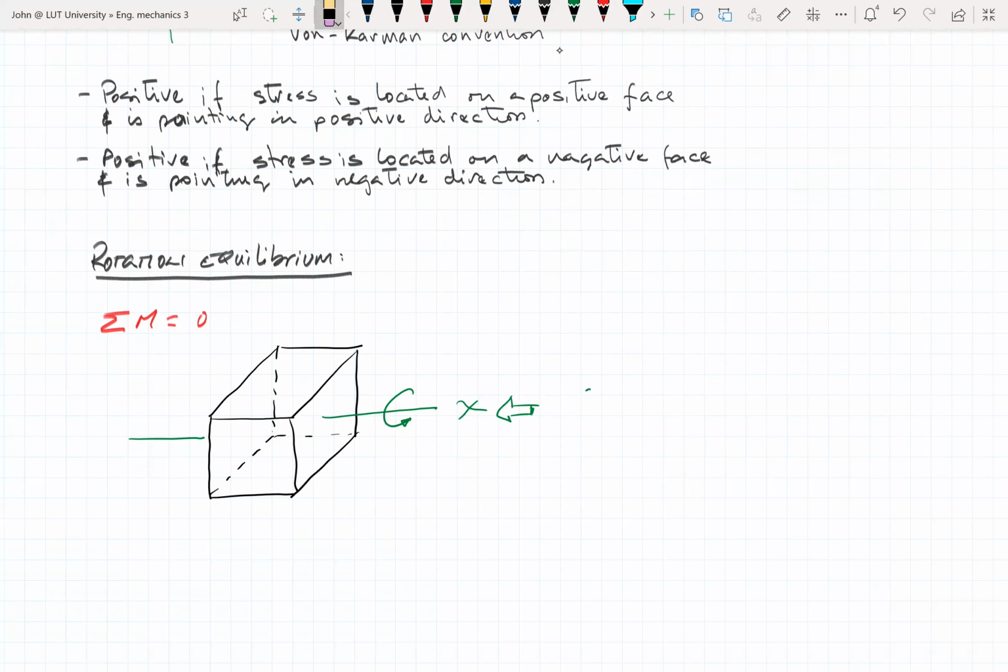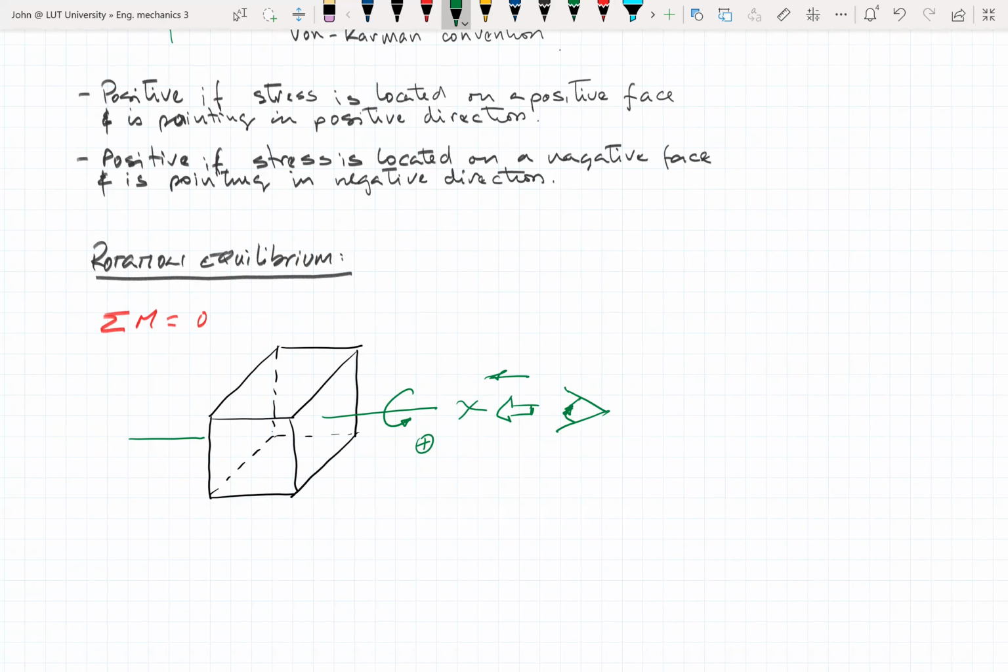I can draw this eye a little bit better, something like this. Well, I don't know if it's better, but you understand. This is an eye, I'm watching this from this side, this one here. And whatever force makes the cube rotate anti-clockwise, I'm going to consider that a positive moment.